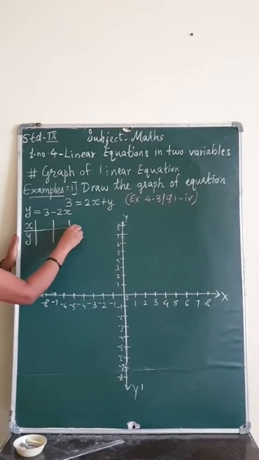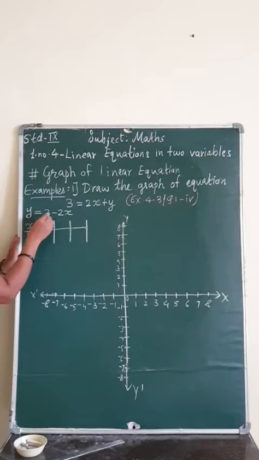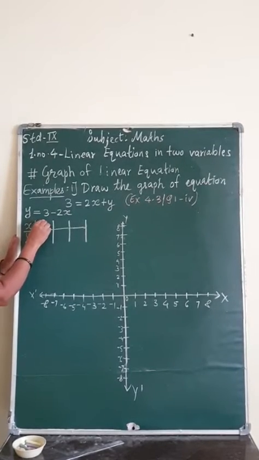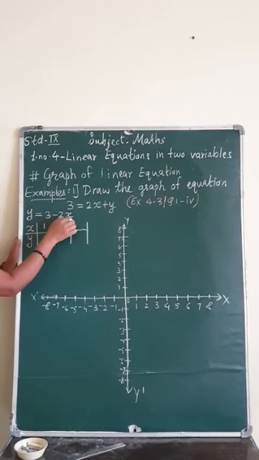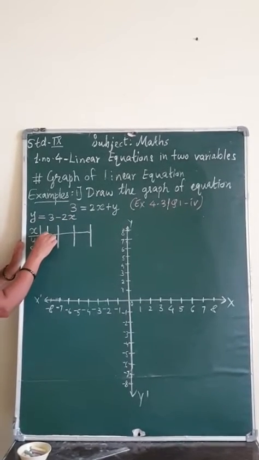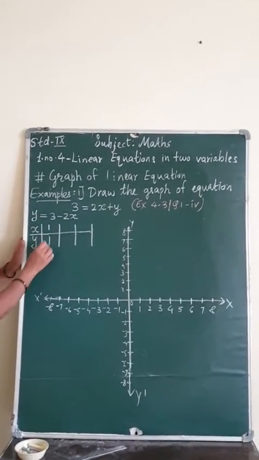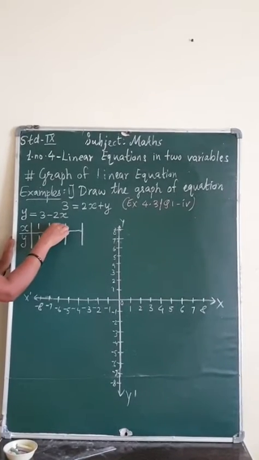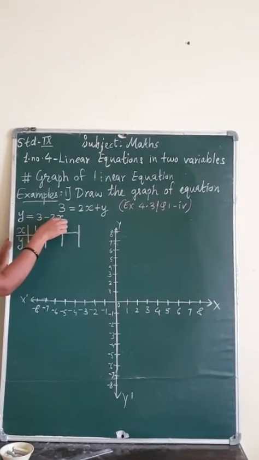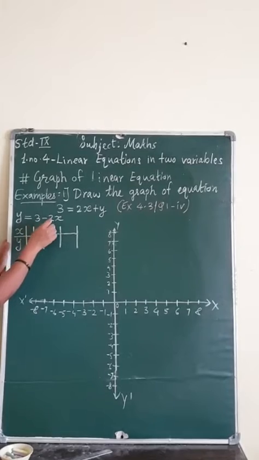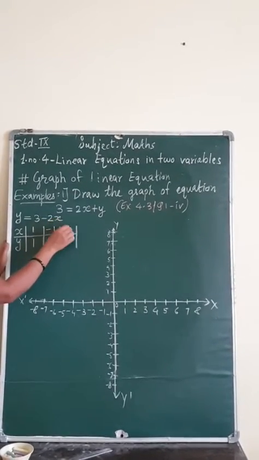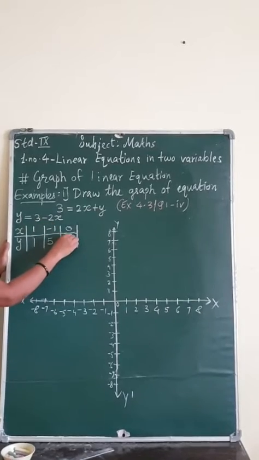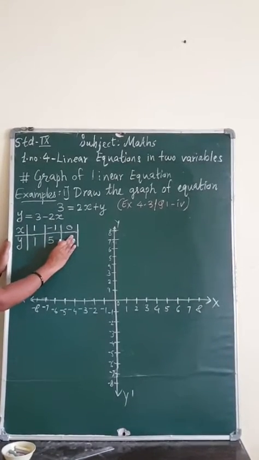Now, 3 solutions we will take. If we take x is equal to 1, then 3 minus 2 into 1, so y will be 1. If we take x as minus 1, then y will be 5. If we take x is 0, then y will be 3.